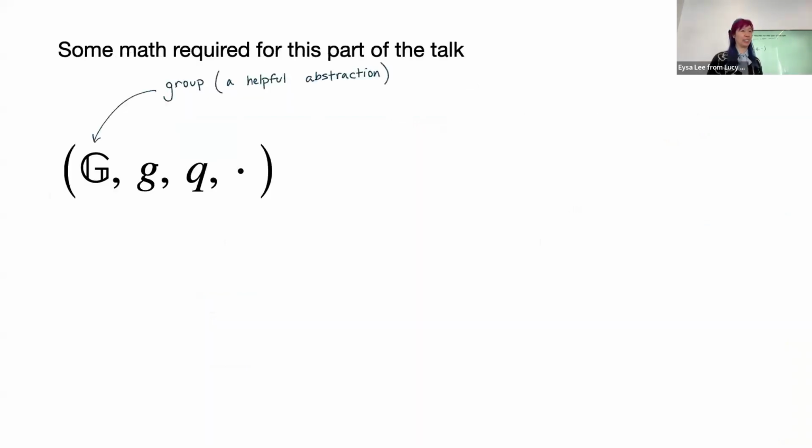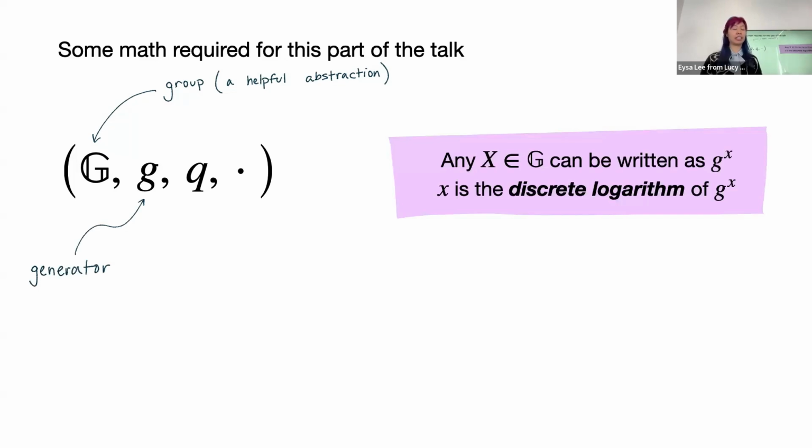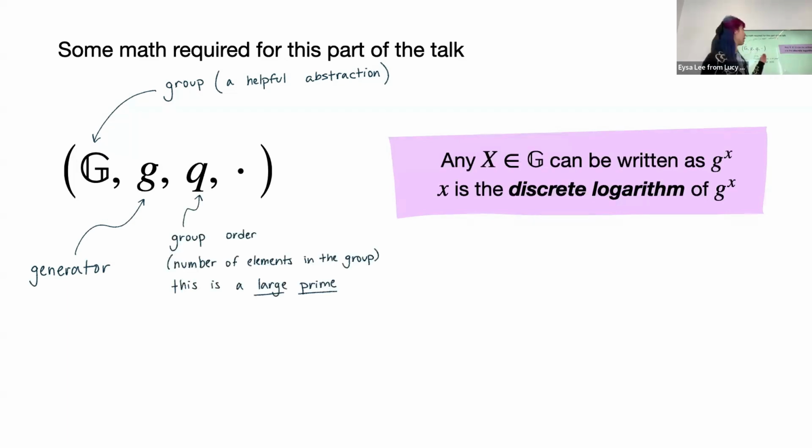Now, this part of the talk is going to require a little bit of math, so I'm going to go over just the basics of the notation we're going to be using. We're going to be working over a group, this fancy G, which is just a helpful abstraction so we don't have to deal with actual numbers. We're going to let lowercase g be a generator, which basically means that any element in this group can be written as g to the x, where x is known as the discrete logarithm of g to the x. And we're going to let q be the group order, meaning the number of elements in the group. In our context, this is going to be a very large prime.